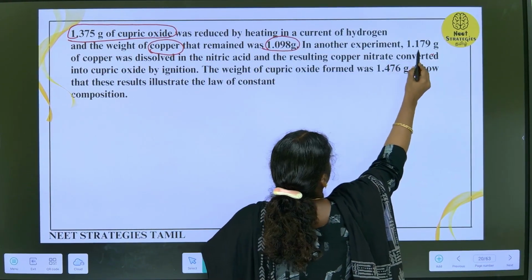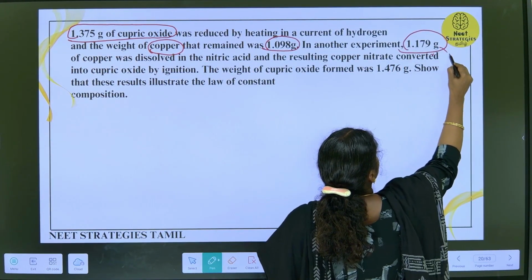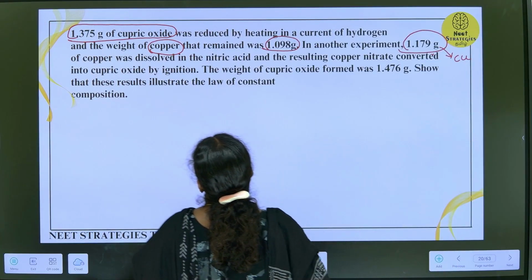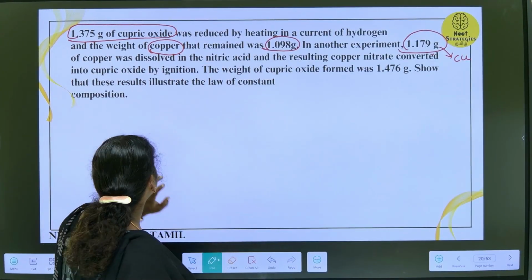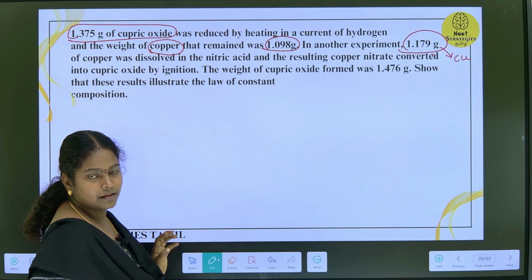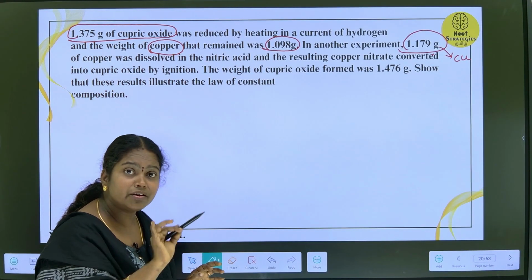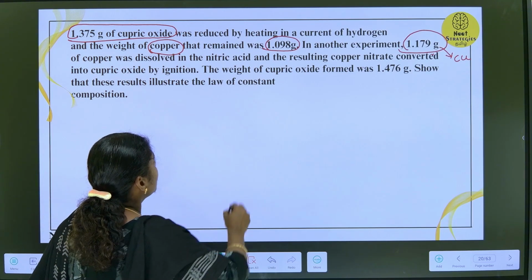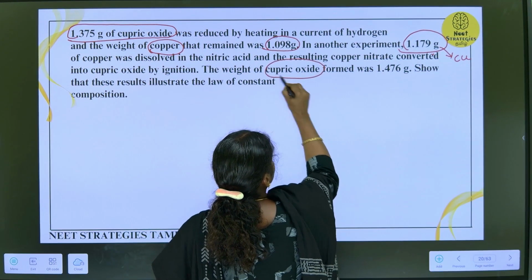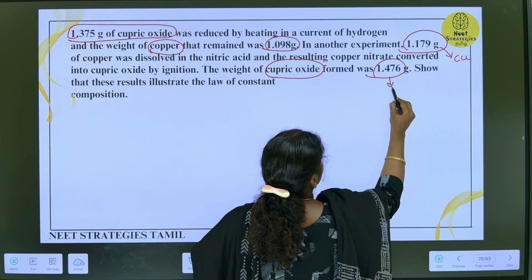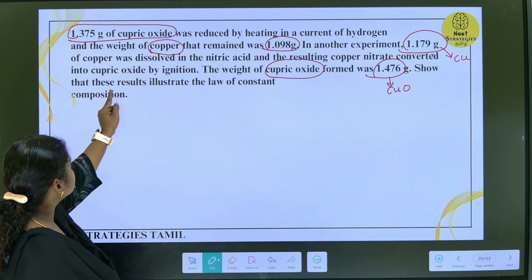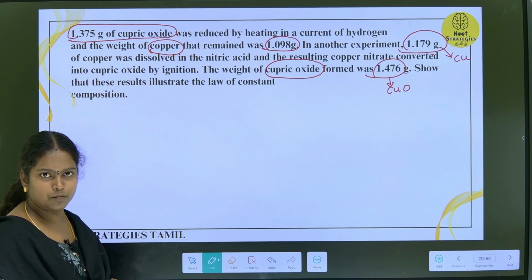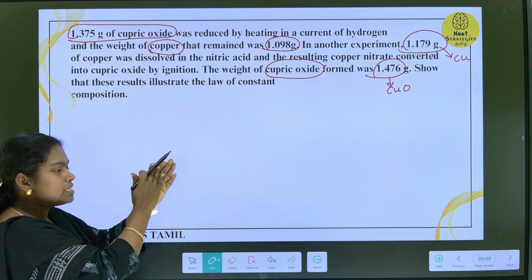1.175 gram of copper, ஓகேங்களா, அப்ப 1.175 gram of copper okay was dissolved in the nitric acid. Okay, அப்ப காப்பர் எடுத்து நைட்ரிக் ஆசிட்ல டிசால்வ் பண்ணிருக்கோம், so it result in copper nitrate and it converted into copper oxide. அப்ப காப்பர் நைட்ரேட் கிடைக்குது, அது திருப்பி என்னவா கன்வெர்ட் ஆயிருக்கு, காப்பர் ஆக்சைடா கன்வெர்ட் ஆயிருக்கு. The weight of copper oxide, it is 1.476, so that these result illustrate law of constant composition. We will check, first split up பண்ணிடுங்க.